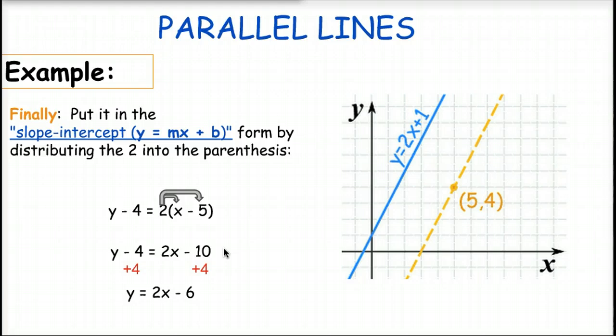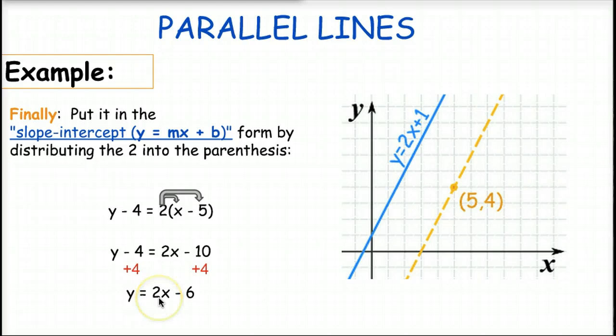Now we can combine like terms. What we need to do is move the negative 4 over to combine with the negative 10. So we are adding 4 to both sides. What we're left with is y equals 2x minus 6. Negative 10 plus 4 is negative 6. And this is the equation then of this line that passes through (5, 4).